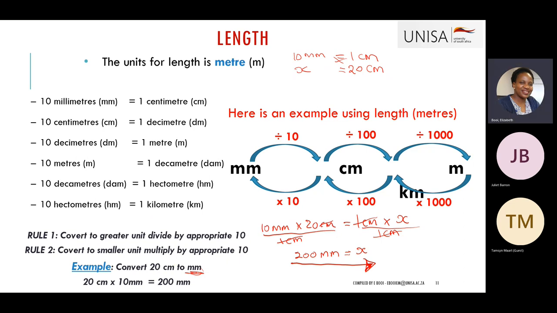If I don't apply this, I must always remember that to move from a centimeter to millimeter, I must multiply by 10. So I have 20 centimeter and I need to move to millimeter. So I'm going to take my 20 and multiply by 10 in order for it to give me my 200 millimeters. Because I need to multiply that 20 centimeter by 10 to convert it. And that's what the rule says. If you're moving from a bigger value to a smaller value, you need to convert by multiplying with an appropriate 10.